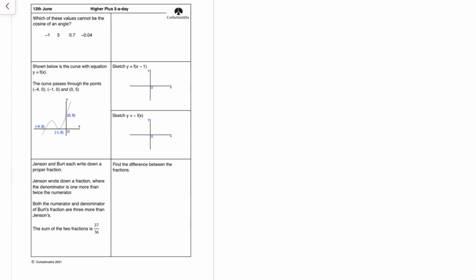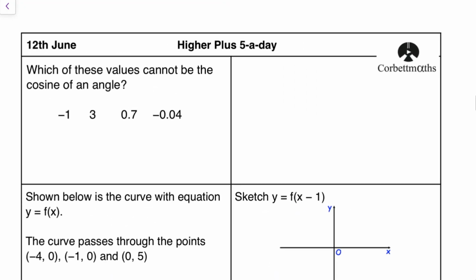And welcome back. It is the 12th of June, Higher Plus 5 a day. We had quite a lengthy day yesterday. It was a big problem question at the end, so I'll be very interested to see how today goes.